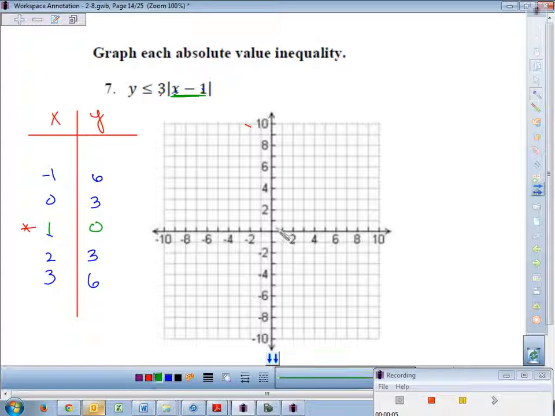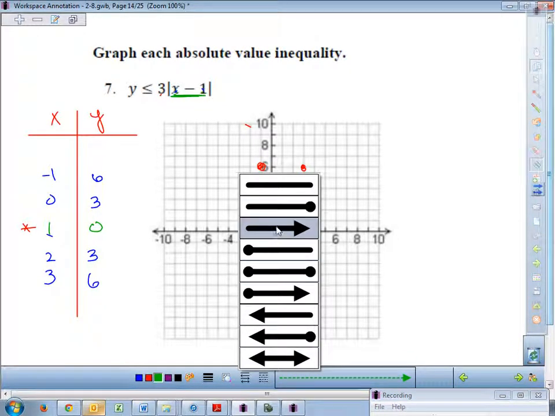Let's plot those points. 1, 0. Interesting. 2, 3. And 3, 6. Now, don't connect the dots yet. This is not an equation. This is an inequality. Solid or dashed connections? Because that has an equal to bar, we will be allowed to use the solid. Okay, so let's connect them together with solid.